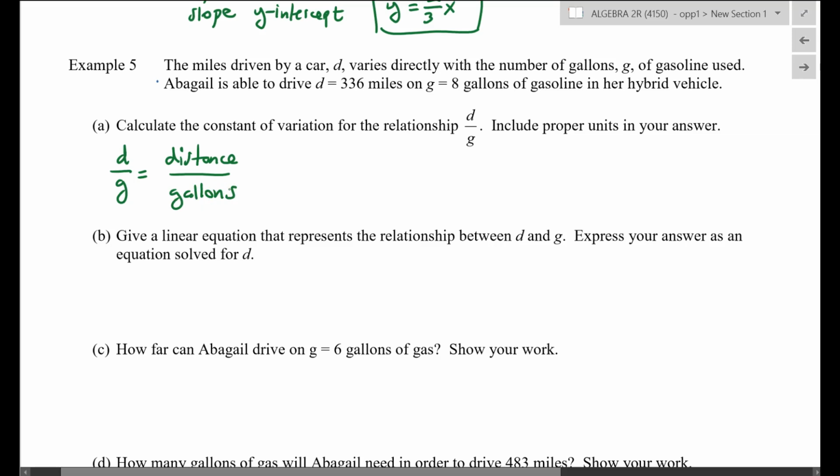All right, so this says calculate the constant of variation. Guys, when they give me this piece of information, they're essentially just telling me what the constant of variation is, aren't they? So what is the number of miles that I can drive?